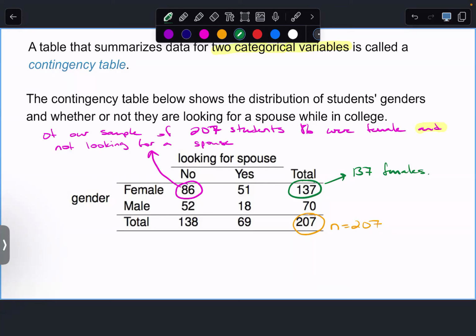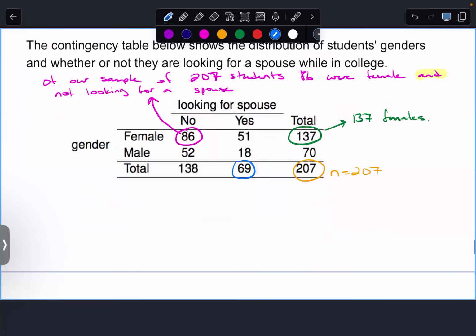Same idea. How many students were looking for a spouse? Running out of colors here. 69 students were looking for a spouse.